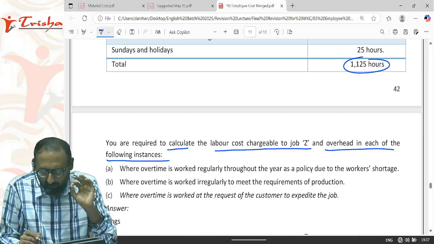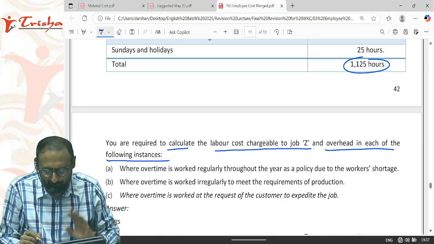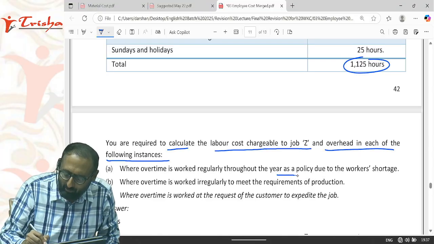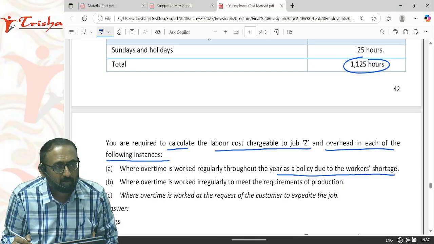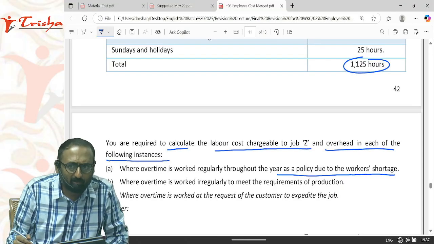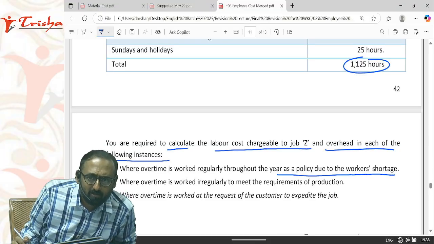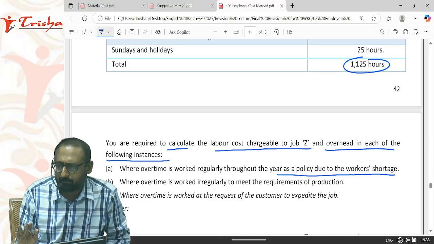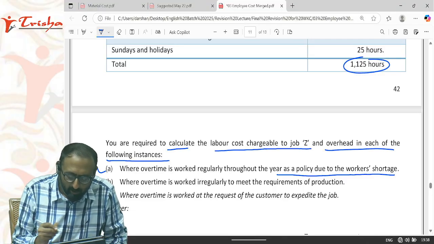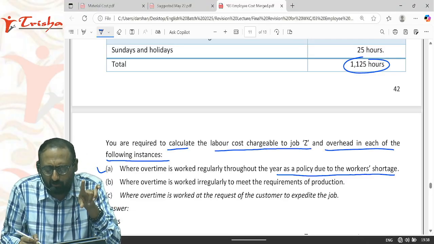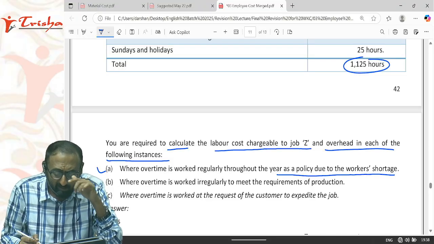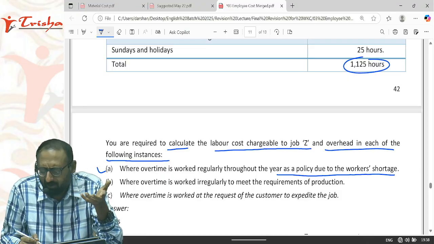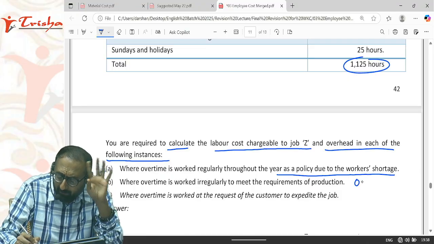Overtime is worked regularly throughout the year as a policy due to worker shortage. What treatment did I tell you? Inflate the wage rate. Second one, where the overtime is worked irregularly to meet the requirement of the production. You will transfer premium to overhead.